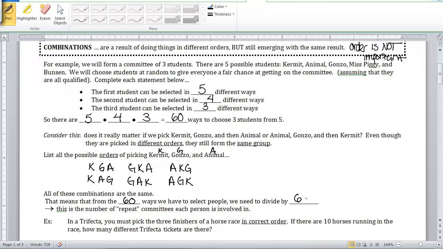Now, something that's interesting is that 6 is actually the same as 3 factorial: 3 times 2 times 1. And so what that means is if you're trying to do a combination where the order doesn't matter, you want to divide by the number of repeats, which will always be the number of items you're choosing, factorial. So now let's look at another example.